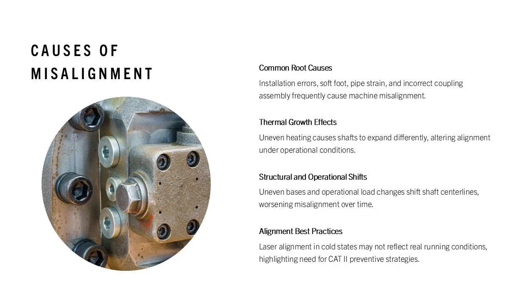Misalignment may arise from multiple root causes, including installation errors, thermal growth, uneven machine bases, soft foot conditions, incorrect coupling assembly, pipe strain, and operational shifts. Even minor structural changes can alter the shaft centerline, leading to misalignment that worsens over time as loads vary. Thermal changes are particularly significant. Machines often heat unevenly, causing shafts to expand in different directions, changing the alignment condition under load.